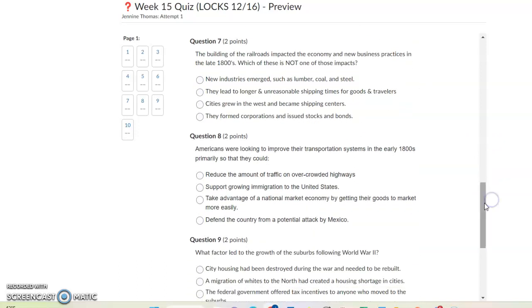Question number 7. The building of the railroads impacted the economy and new business practices in the late 1800s. Which of these is not one of those impacts? New industries emerged, such as lumber, coal, and steel. They led to longer and unreasonable shipping times for goods and travelers. Cities grew in the West and became shipping centers, or they formed corporations and issued stocks and bonds.